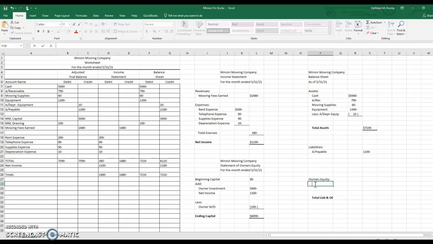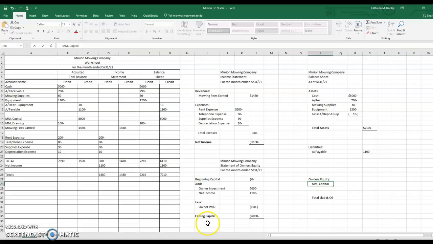Owner's equity. We need the ending capital. So this is MM, capital, but I am absolutely not using this number off the worksheet. For the assets and the liabilities, I use the number straight off the worksheet for the balance sheet. If you're just taking it from the adjusted trial balance, then you would use those same numbers as well. You cannot use the capital number because we are going to close things out into that capital, and it's going to be a different number, not what's on the worksheet. So you have to use the ending capital that we just did from the statement of owner's equity.